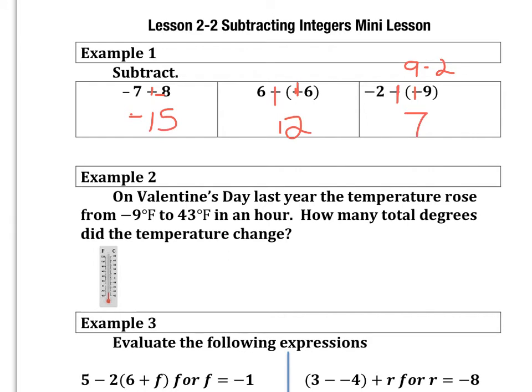Okay, in example 2, we have a small word problem. But this word problem I think is really helpful because it allows you to see the vertical movement of the negatives, which you see on a thermometer. So on Valentine's Day last year, the temperature rose from -9 degrees Fahrenheit to 43 degrees Fahrenheit in an hour. That's a fictitious amount, but we have seen dramatic temperature changes certainly before it, especially living in Pittsburgh. How many total degrees did the temperature change in that hour?